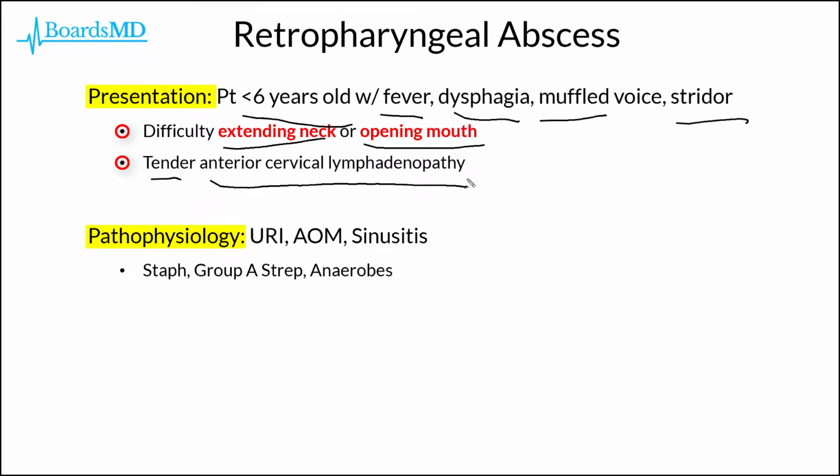In recognizing patients with retropharyngeal abscesses in exam vignettes, you should definitely look out for the presence of a history of an upper respiratory infection, acute otitis media, or sinusitis, as these initial infections can often set up and ultimately lead to a retropharyngeal abscess. And generally speaking, as with any other abscess, we are going to have Staph aureus as a common culprit, but these retropharyngeal abscesses can also involve group A strep, as well as various anaerobic bacteria.